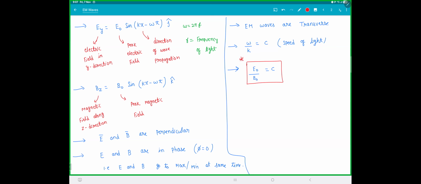Also useful one, units and dimensions. They'll ask you, find the dimensions of magnetic field by electric field. You can do it normally, but it will take time. But if you know the result, you get it faster. And next thing, E cross B gives you the direction of wave propagation.